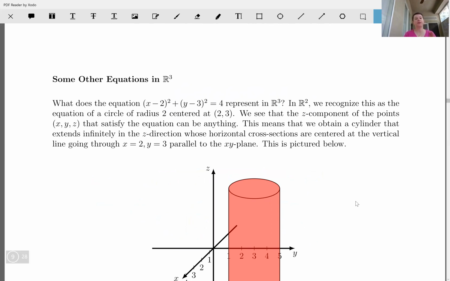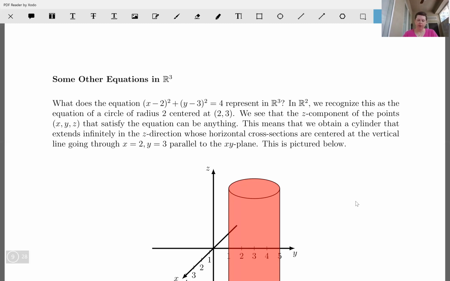We know that's a circle if we're in the xy plane, but what is it in R3? Well, shucks. Okay, so again, in R2, in the plane, we see it's a circle of radius 2, centered at (2, 3). In R3, we see that there's no z appearing in the equation, which means z can be anything. And so what's going to happen is we're just going to have a bunch of circles. In fact, we're going to have infinitely many, which gives us a cylinder, and that cylinder is going to extend infinitely in the plus and minus z direction.